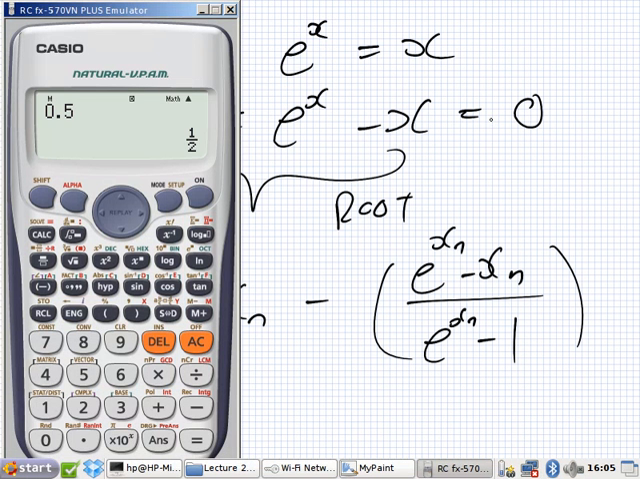0.5. Okay. Answer minus fraction e power answer minus answer over e power answer minus 1. So we've jumped to the negative, we've jumped back to the positive, back to the negative, positive, not negative anymore, so I feel like we're zooming in on a point.